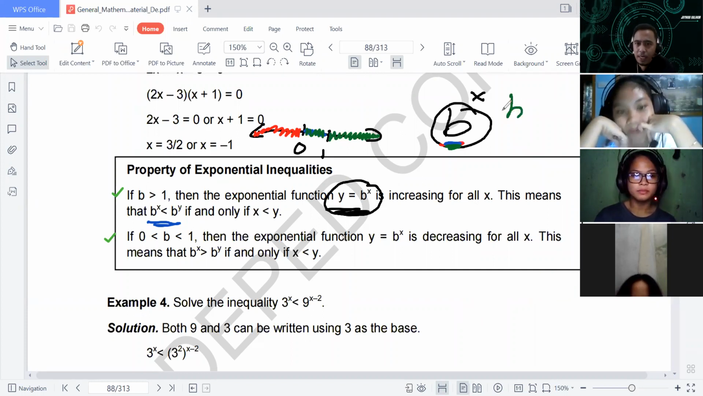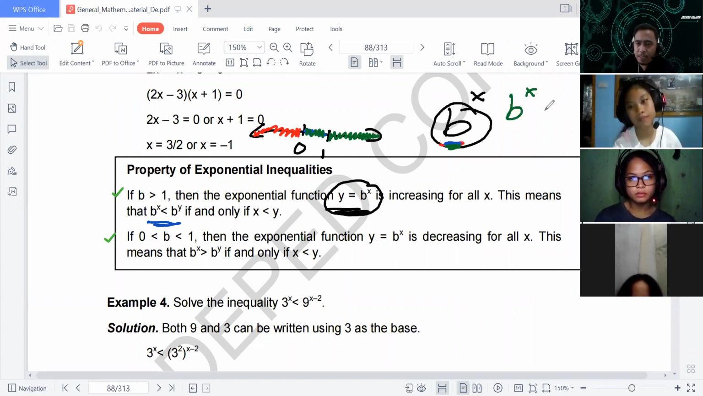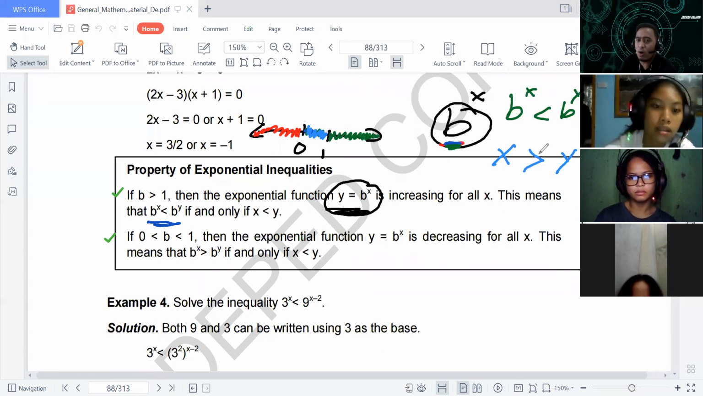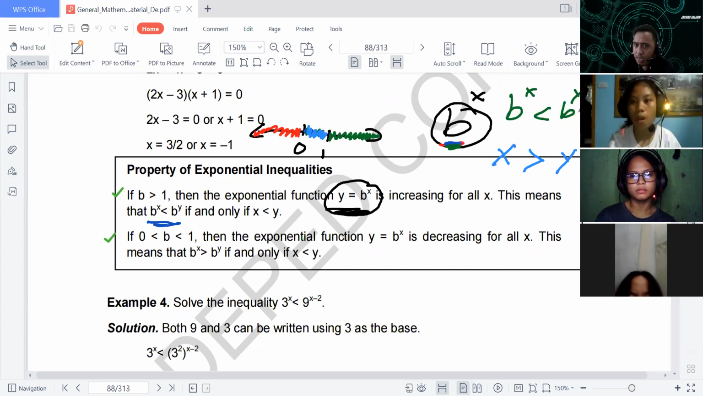If you have b to the power of x less than b to the power of y, and your b is in between 0 and 1, then you can still get the exponents, but you change the inequality to its opposite direction. That will be the case if b is in between 0 and 1. I'll give you an example.